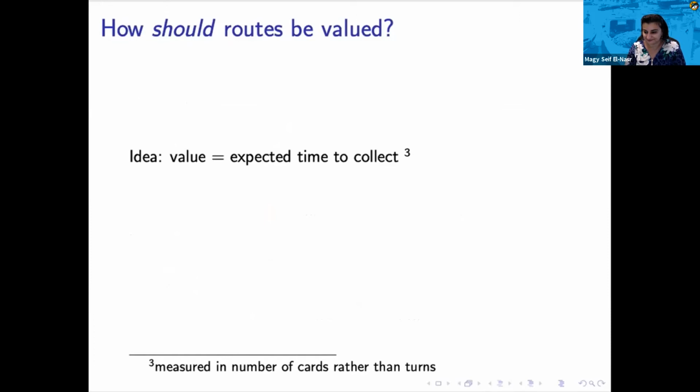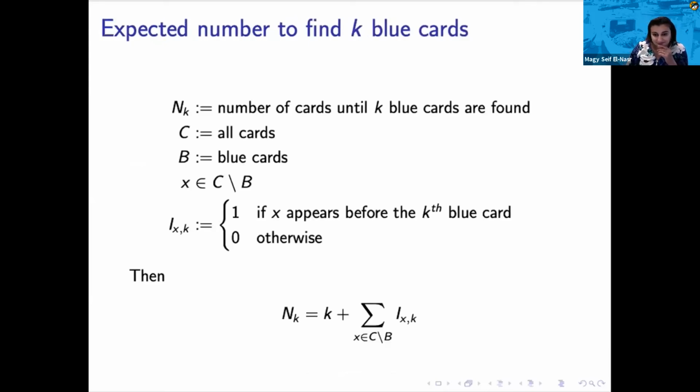Our idea is to say that the value of a route, the reward that you get for it, should be the expected time to collect the number of train car cards that you need. And that's measured in the number of cards rather than the number of turns. So to do that, let's introduce some variables. We're going to let n sub k be the number of cards until k blue cards are found. Certainly that's k, plus all of the other non-blue cards that appear before the kth blue card.